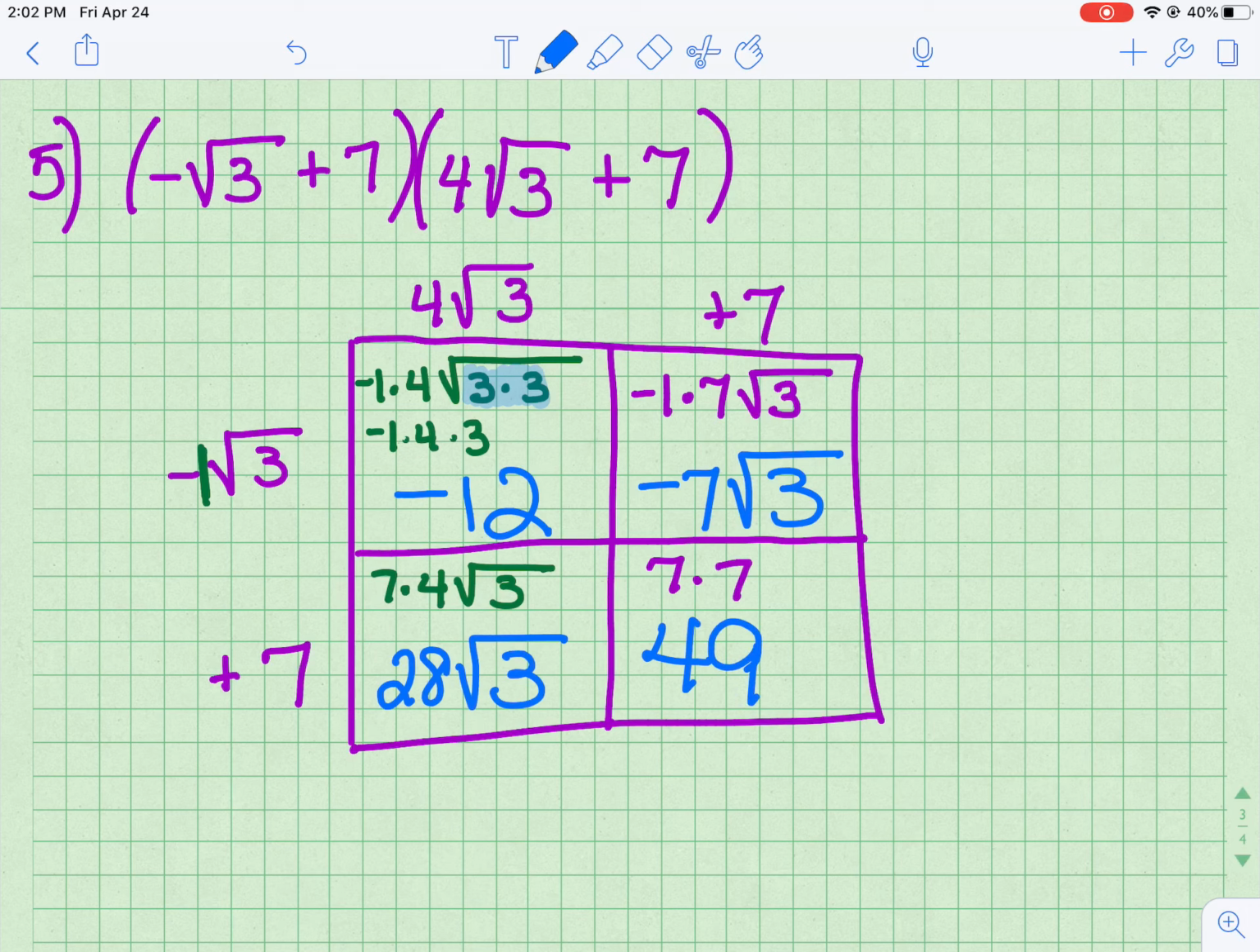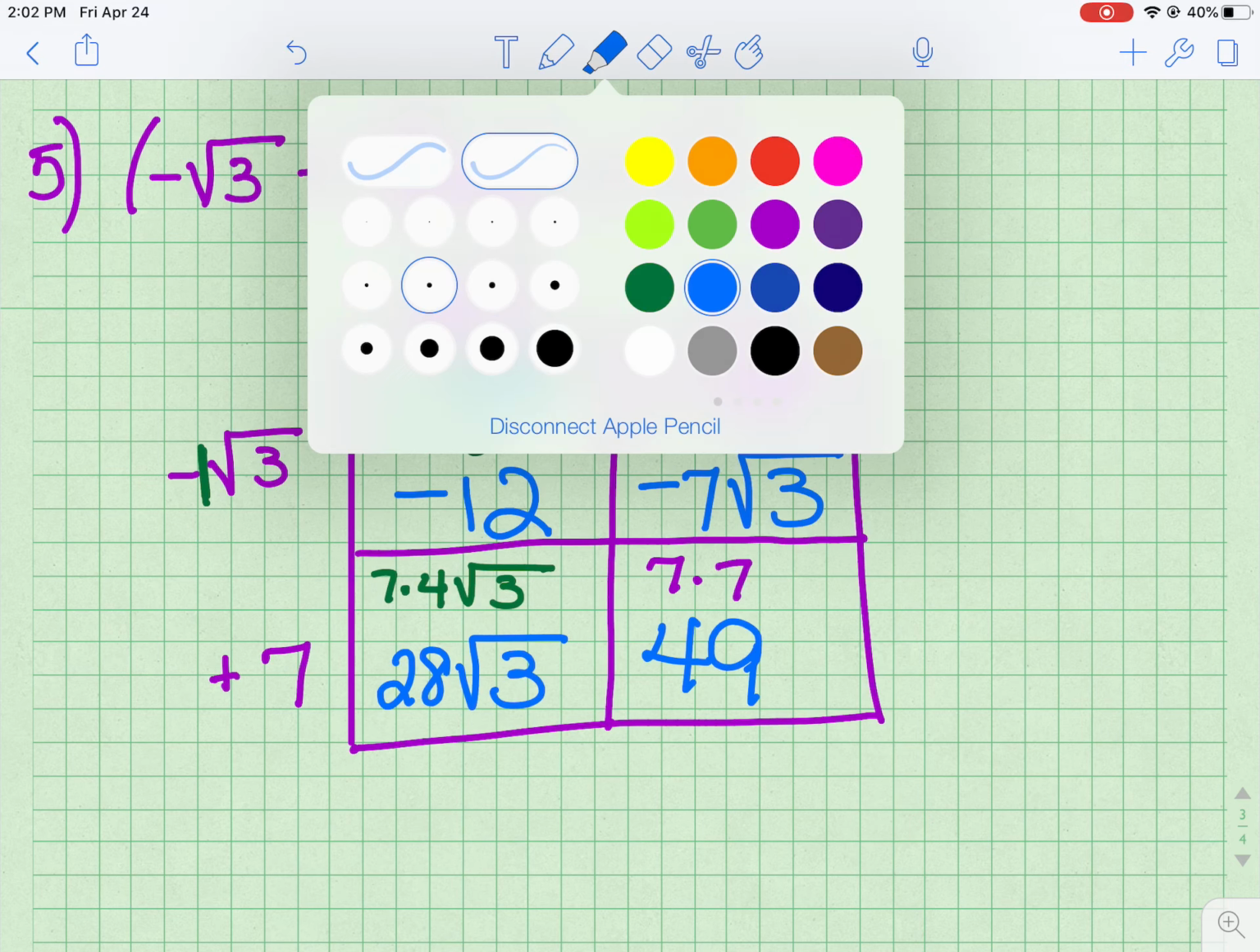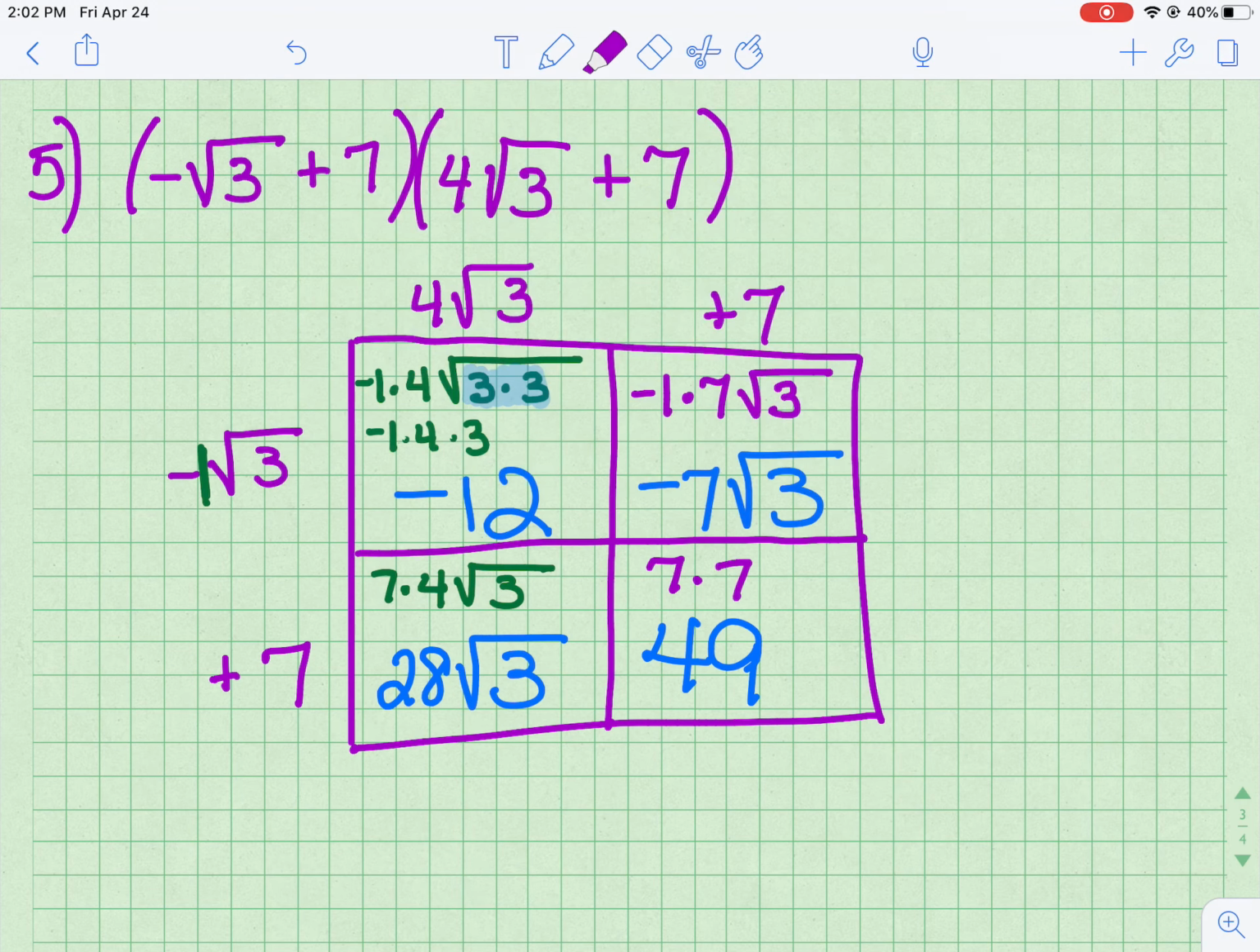Now this part's kind of up to you how you want to do it. You could stack and add as you go, but we can look and see what can go together here. So I'm going to look at my negative 12. Negative 12 doesn't have anything. It doesn't have a jail connected to it, right? So what else doesn't have a jail connected to it? The 49. Right. So I'm going to do negative 12 plus 49.